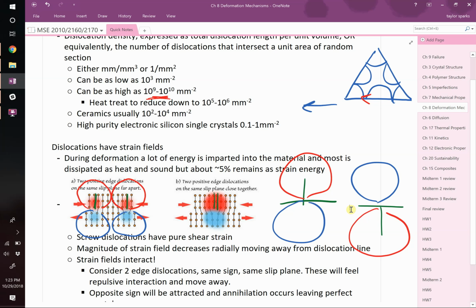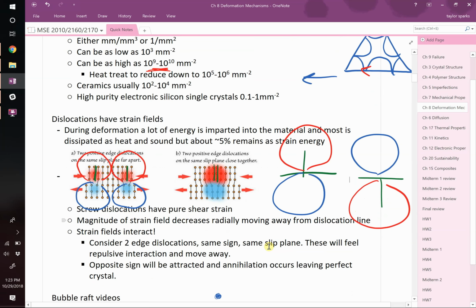Are there other questions I can answer about dislocations, how they interact with one another, how they go away when you heat them up? Okay, let's keep going.